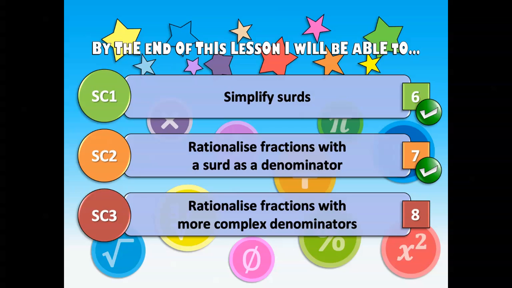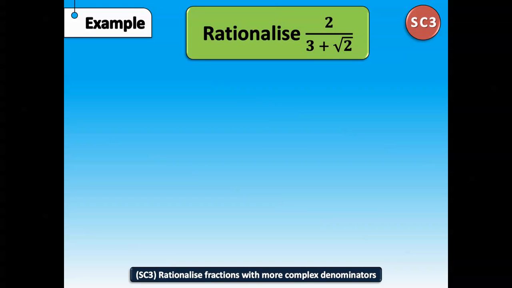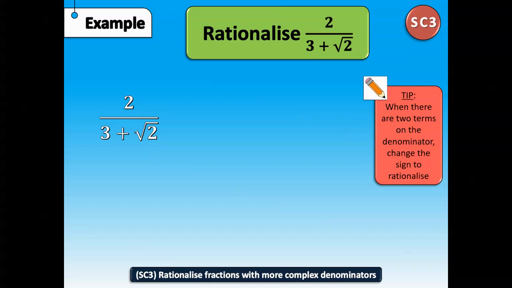So now we're going to move on to number 3, and this is to rationalise fractions with more complex denominators. So this time we want to rationalise 2 over 3 plus root 2. So to rationalise this, when there are 2 terms on the denominator, we need to change the sign to rationalise it. So we times the top and the bottom by 3 minus root 2. On the top, that would give us 6 minus 2 root 2.